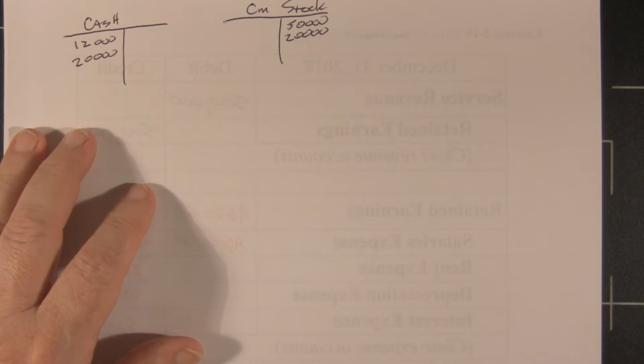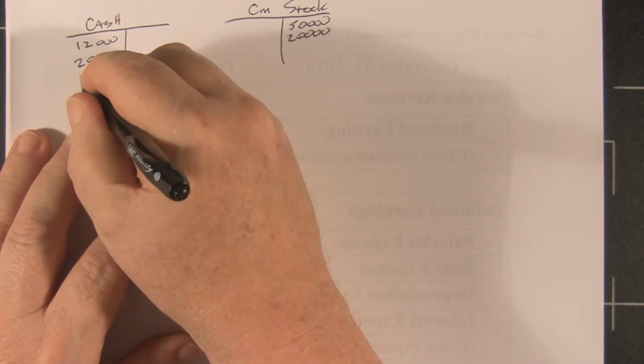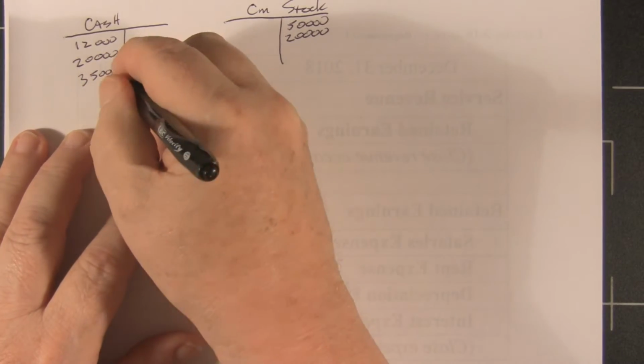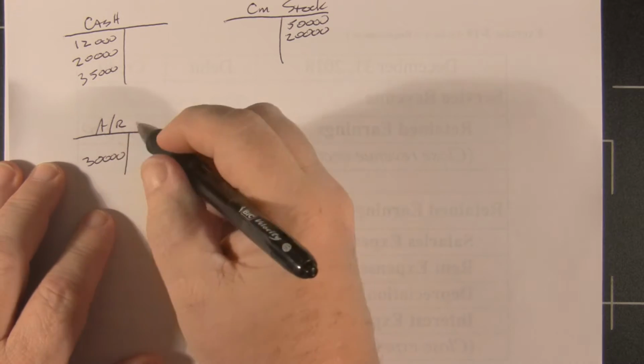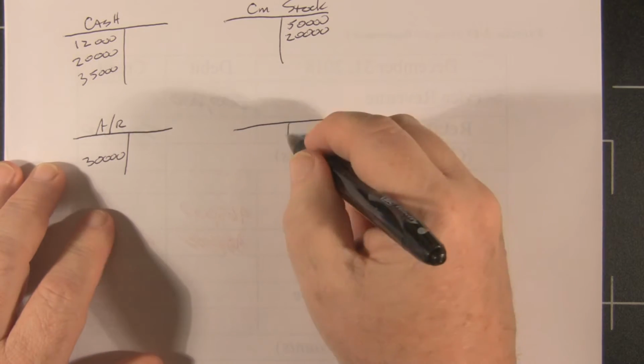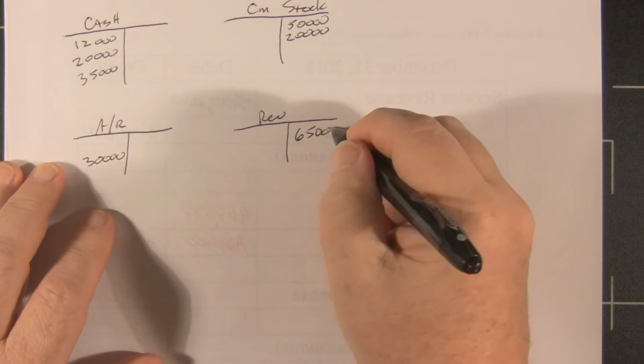The next transaction is May 30. It says we provide services to customers for cash and on account for $35,000 and $30,000 respectively. So I have $35,000 cash. I have accounts receivable, $30,000, and I have revenue credit of $65,000.